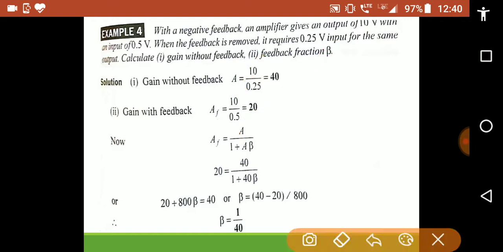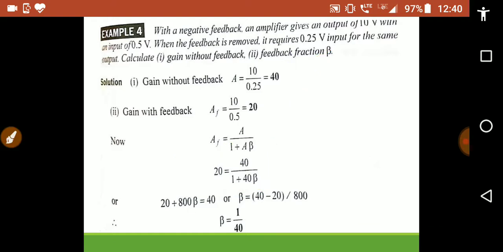So we know the relation between gain with feedback and gain without feedback, which are known as AF and A: AF equal to A divided by 1 plus A beta. So in the question, AF equal to 20 and A equal to 40. So 20 equal to 40 divided by 1 plus 40 into beta. So 20 is gain with feedback and 40 is gain without feedback.